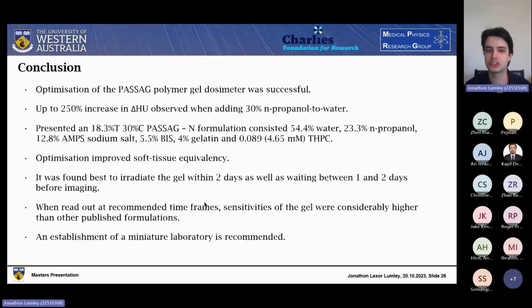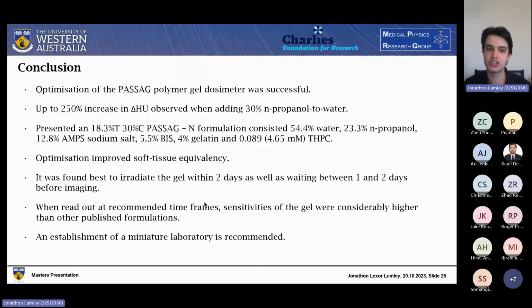This was the first time that this dosimeter was ever used for CT. We saw up to a 250% increase in delta HU when adding 30% N-propanol to water. And we presented an 18.3% T, 30% C passage-based formulation. This consisted of 54.4% water, 23% N-propanol, 12.8% AMPS sodium salt, 5.5% Bis, and 4% gelatin, along with less than 1% THPC, the antioxidant.